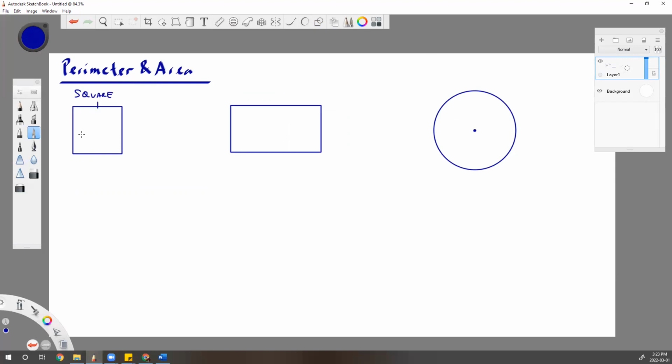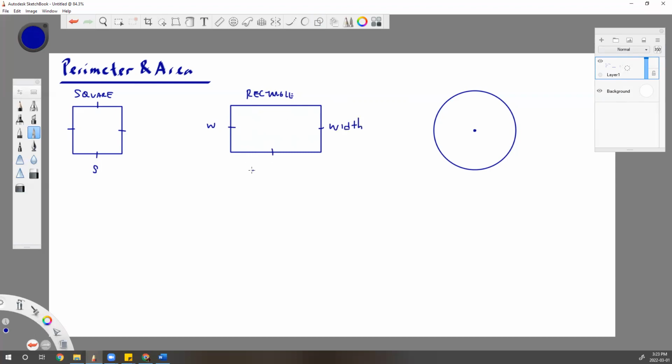This is called a square. All sides are equal. Let's say this side is S. And this is a rectangle. A rectangle has two opposite equal sides. This and this are called the width, W.